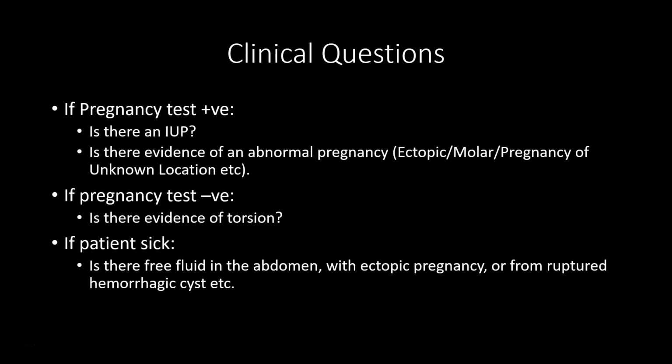And if you don't see an intrauterine pregnancy, or if the patient's at high risk, then you need to think about whether there is potentially an abnormal pregnancy, ectopics, molars, etc. If ever you see a situation when you're not convinced that a pregnancy is a clear intrauterine pregnancy, you can call it a pregnancy of unknown location and go from there.